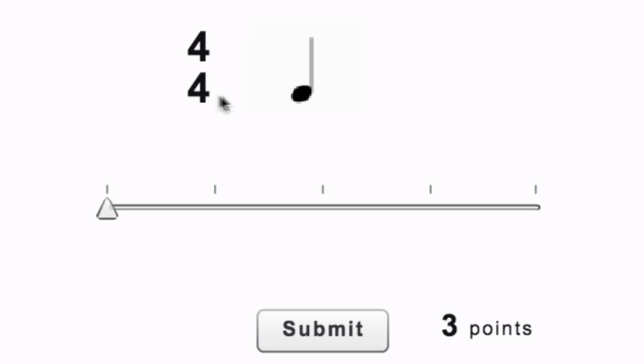This is a quarter note. Well, it's the same as the bottom there. 1 quarter note equals 1 count, so a half note is equal to 2 quarter notes, so it's going to be 2 beats.